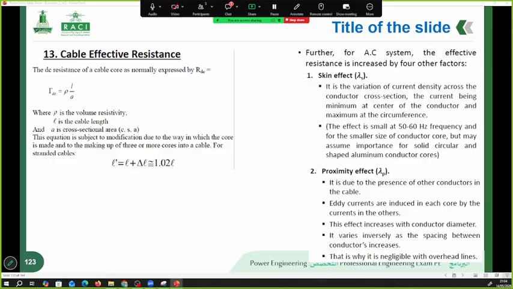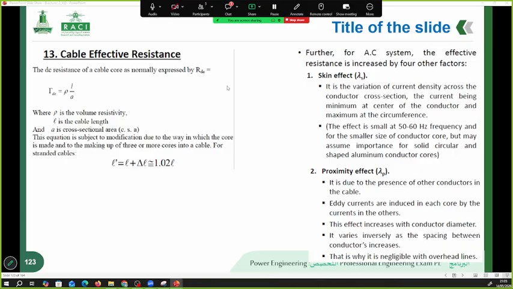Okay. This slide introduces the concept of cable effective resistance, starting from the basic expression for the DC resistance of the cable conductor. So the resistance is given by R DC is equal to rho L divided by A, where rho represents the resistivity of the conductor material, L is the length of the cable, and A is the cross-sectional area. This formula assumes a uniform solid conductor and provides the fundamental basis for resistance calculations.